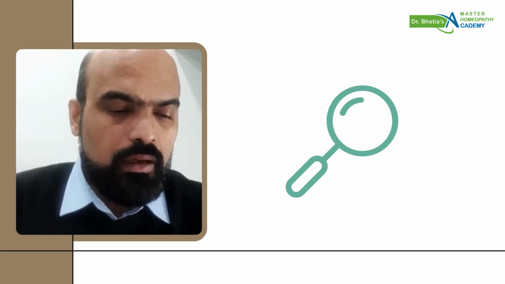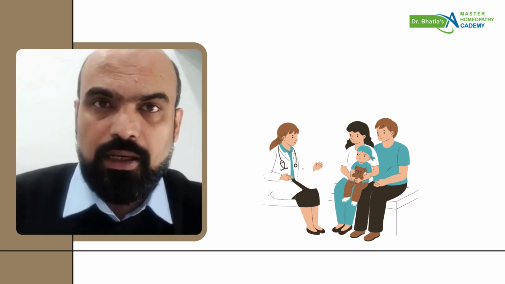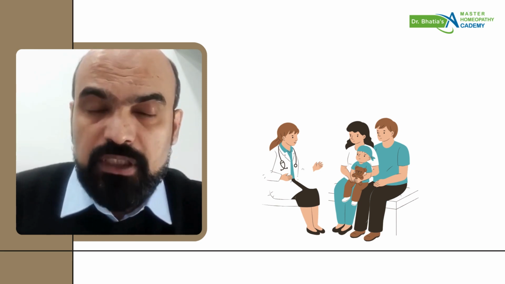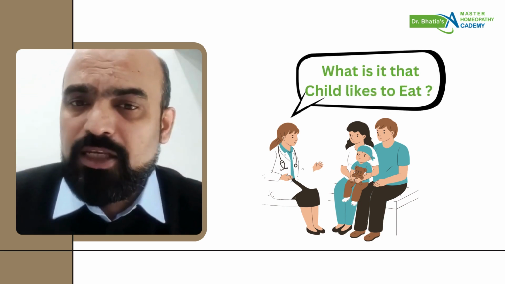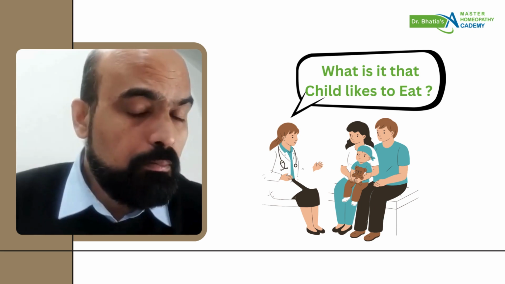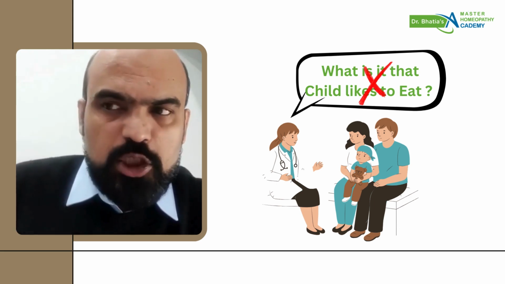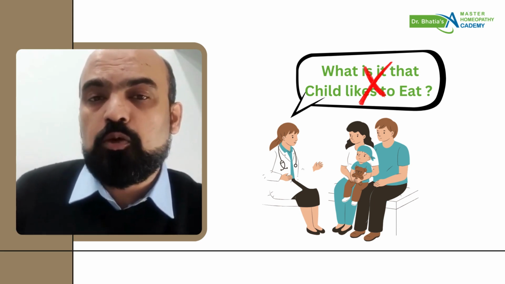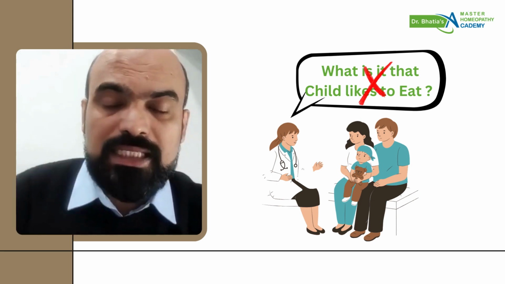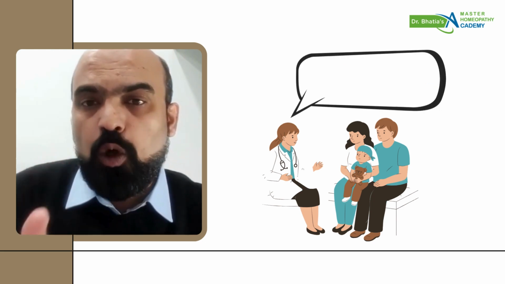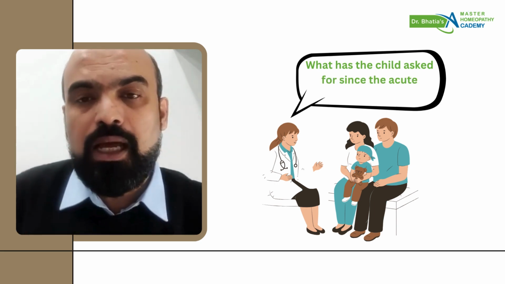And this is very important because the one mistake that I often see doctors, homeopaths, making, is that when the child comes to you in an acute stage, the physician often asks the parent, what is it that the child likes to eat? But this is a wrong question. Because what the child usually likes to eat or what the child usually craves is not what we are seeking in an acute case. What we are looking for is what has the child asked for since the acute disease has begun.